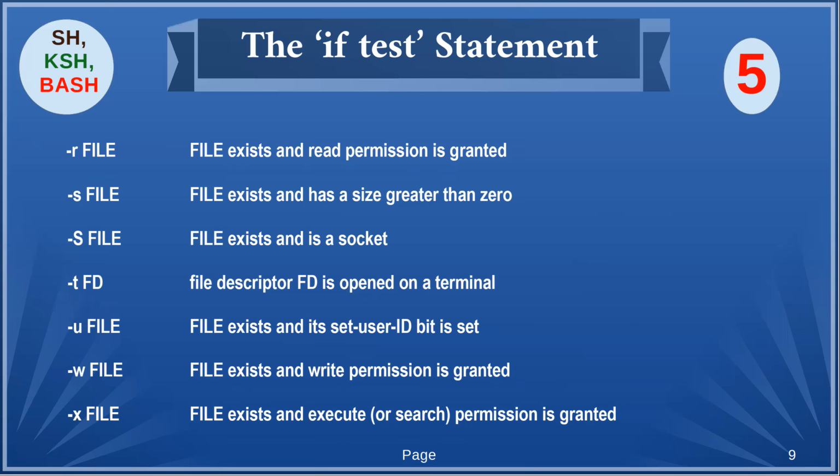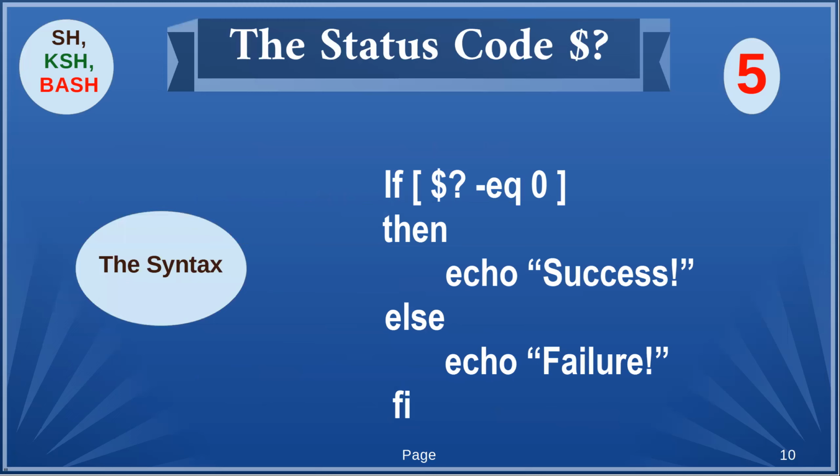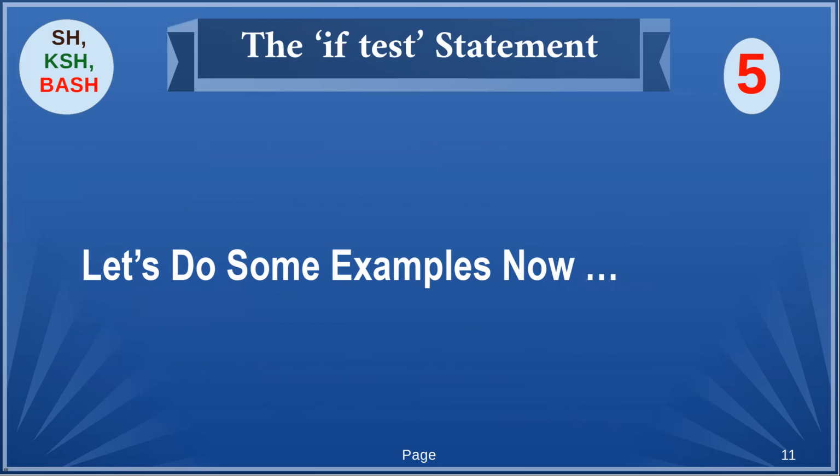-u is if the file exists and the set user ID is set. And -w is if the file is writable, -x is if the file is executable. So those were the syntax. For the status code, whenever you do some testing, $? will point to whatever the status is. You either get success when it equals 0, or failure if it is not 0, similar to the if statement that we were discussing.